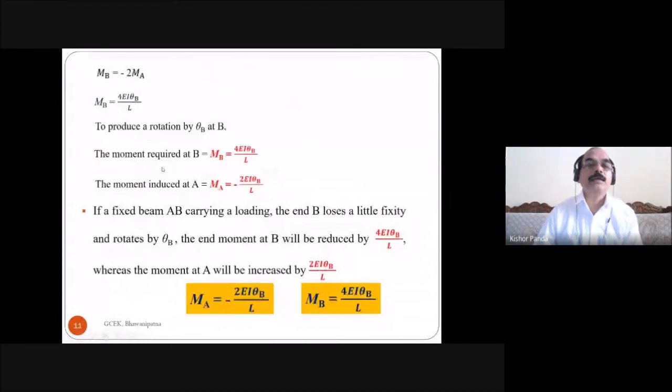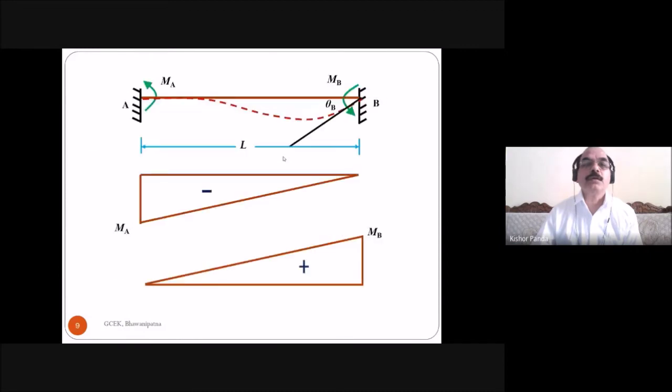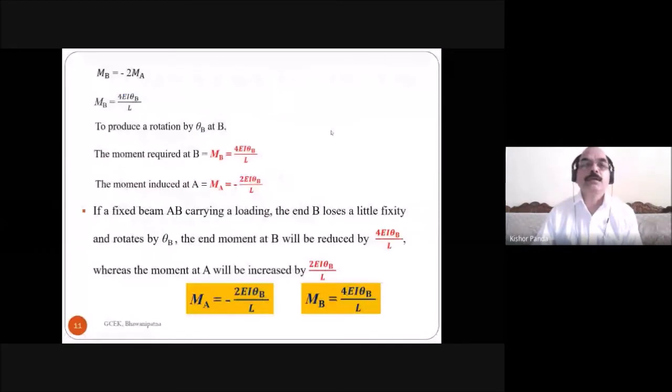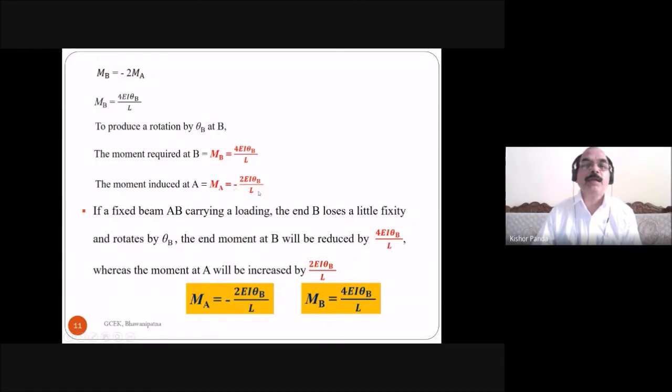The moment at end A to produce a rotation by theta B at B. So the moment required at B is MB is equal to 4 EI theta B by L. The moment induced at A is MA is equal to minus 2 EI theta B by L. So due to this rotation at B, theta B, the moment produced at B is equal to 4 EI theta B by L, and the moment induced at A is MA is equal to minus 2 EI theta B by L.